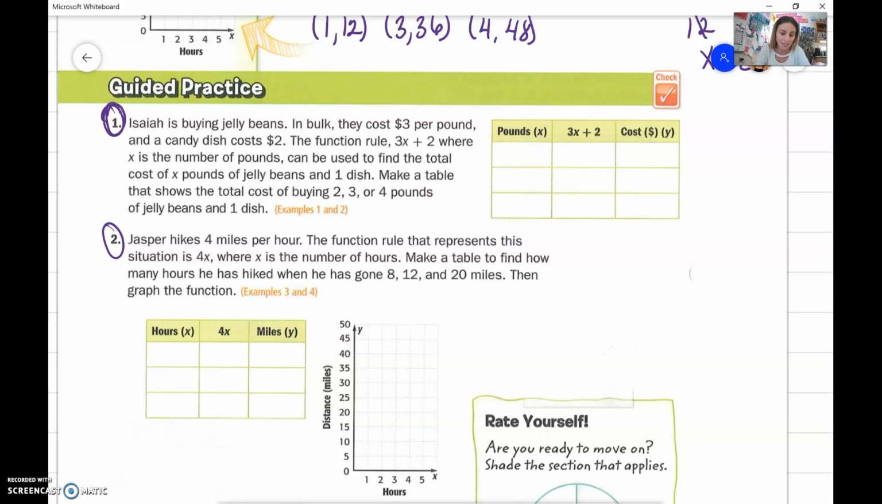Okay. It says Isaiah is buying jelly beans. How appropriate. Not only are they jelly beans, I'm sure that they're Starburst jelly beans because that's all that should be offered. The rest should be illegal. Anyways, moving on. It's like perfect for me.